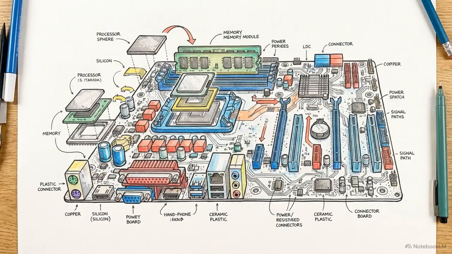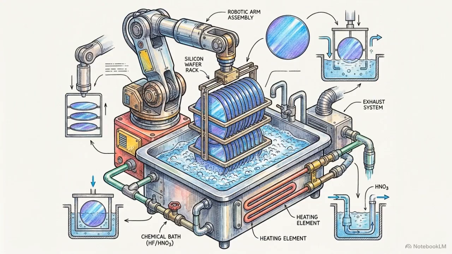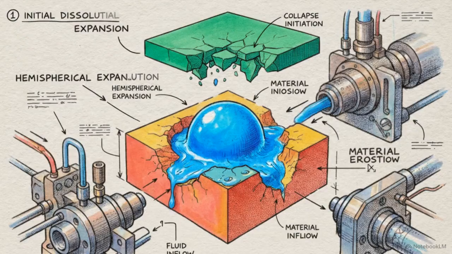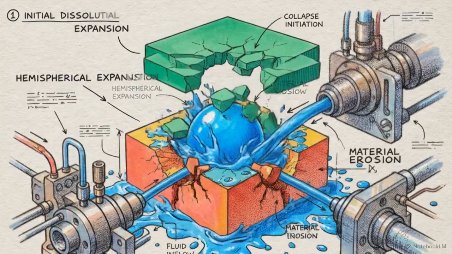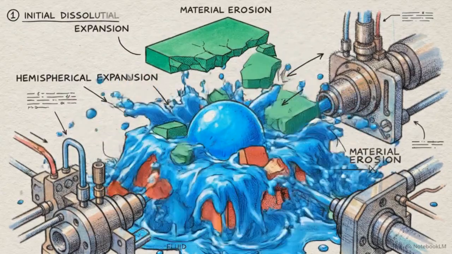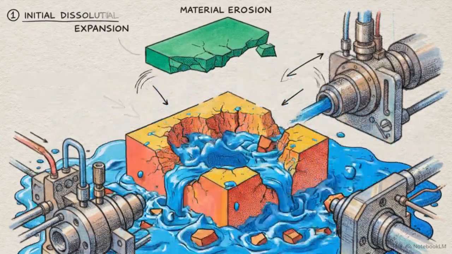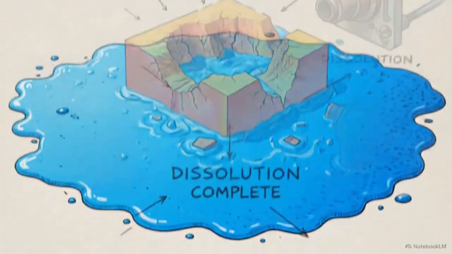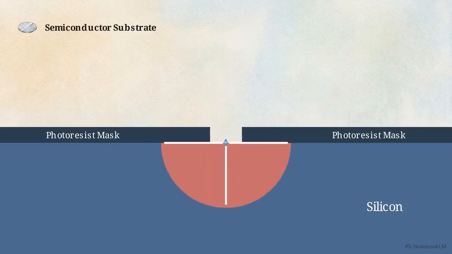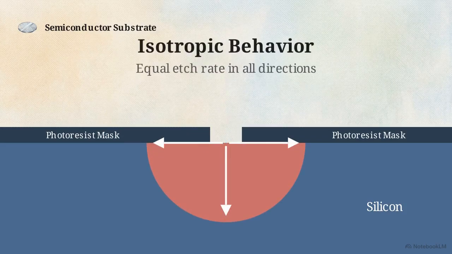For legacy planar nodes, fabs relied on traditional wet chemical etching. Wafers were submerged in liquid etchants, like heated phosphoric acid, to dissolve target materials. Liquid chemical etchants act like aggressive sponges. They dissolve material equally in all directions, eroding vertical depth and horizontal sidewalls at the exact same rate. This multidirectional dissolution is known as isotropic behavior.